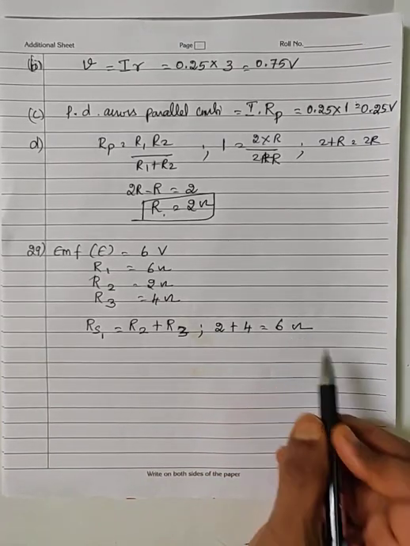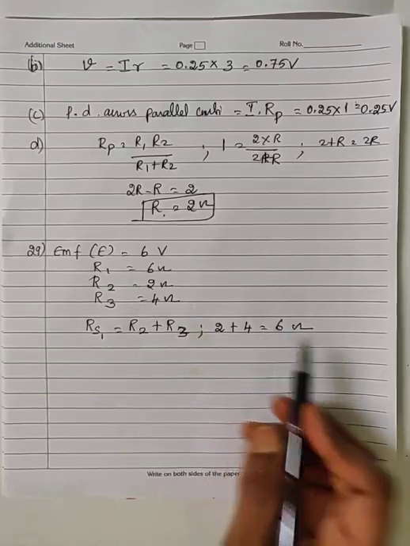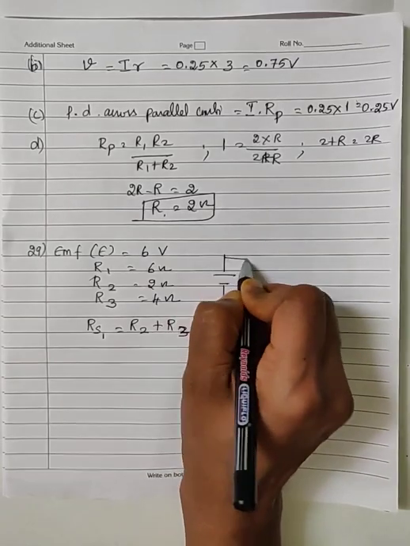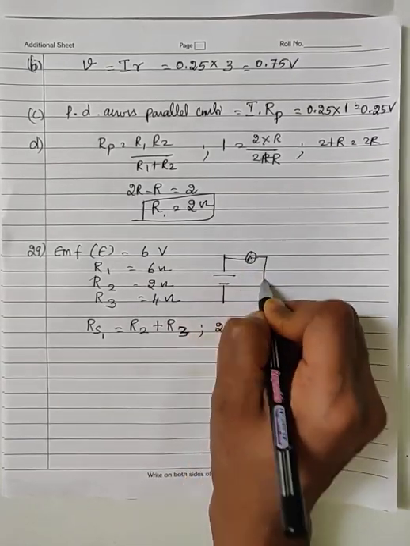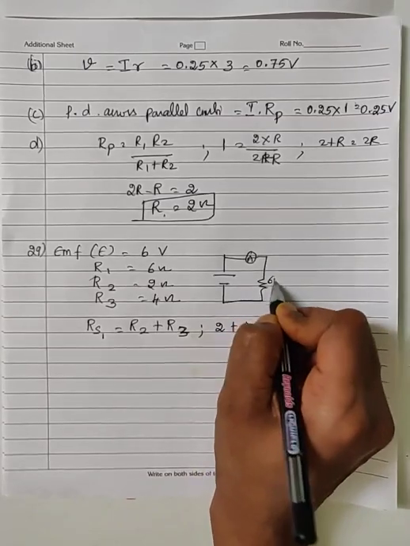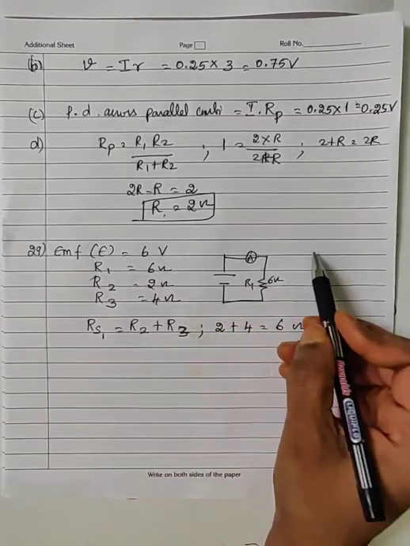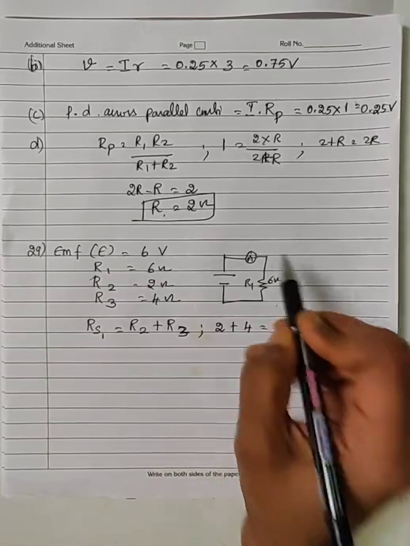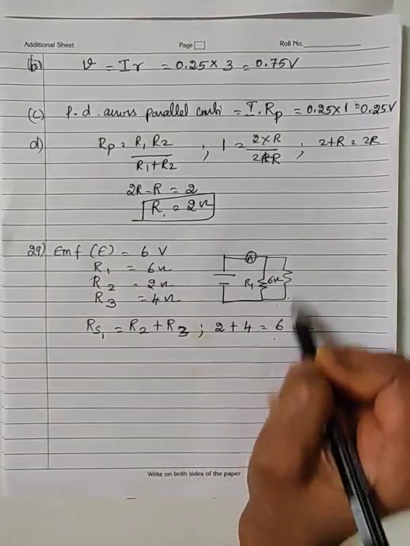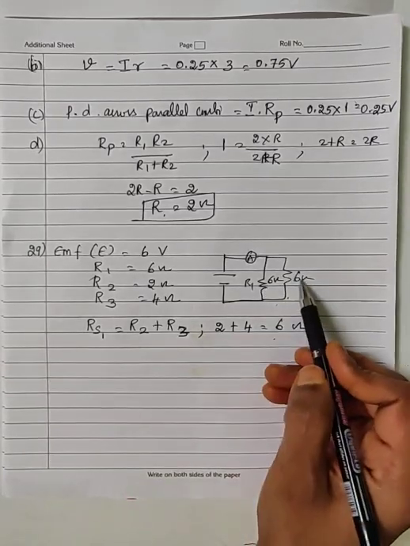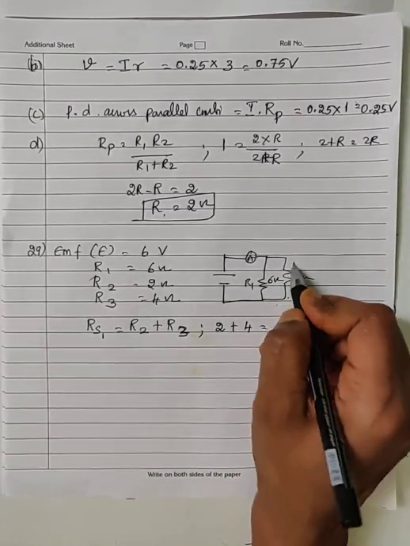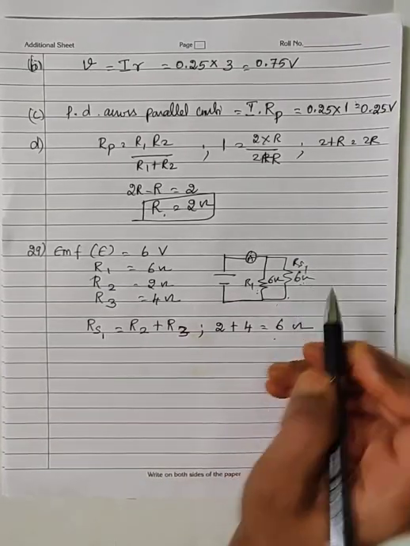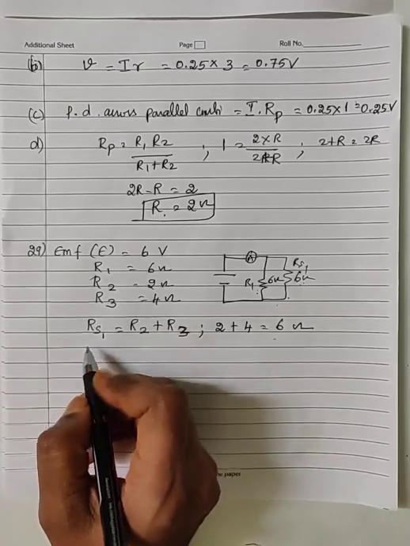Okay. Next one, the circuit diagram is given like this. Ammeter and R1 are connected like this, which is equal to 6 ohm. The other two resistors are connected in series. When you replace the two resistors by a single resistor, that will have the calculated value of 6 ohm. This is the value of RS1 you have calculated. Now these two resistors are connected in parallel.